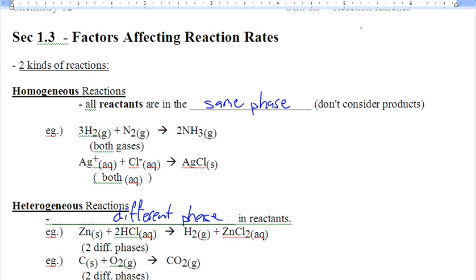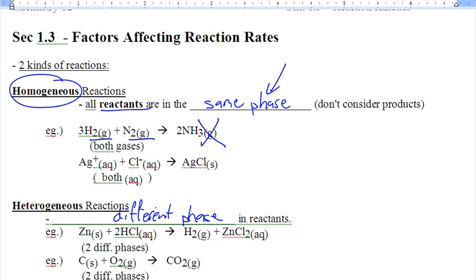In general, there are 2 types of reactions. Homogeneous reaction, which means everything is in the same phase. The reactants are in the same phase. Gas, gas. We don't care what the products are. The products are not reacting. Only the reactants react. If they're in the same phase, it's called homogeneous. They can be both solid, both liquid, both aqueous, and both gas. That's it.